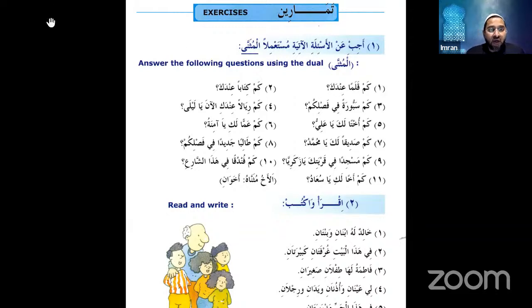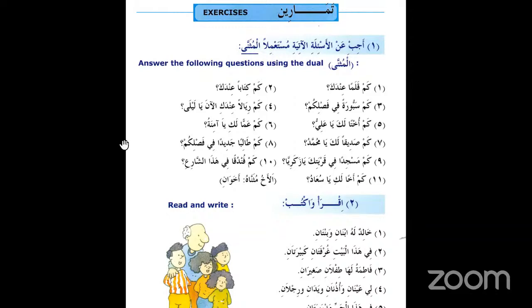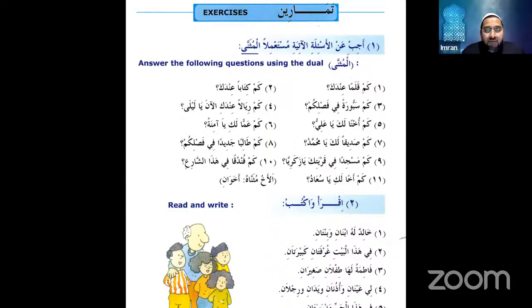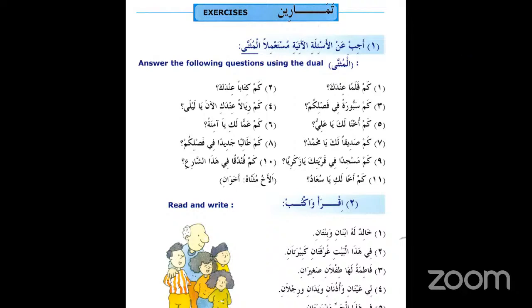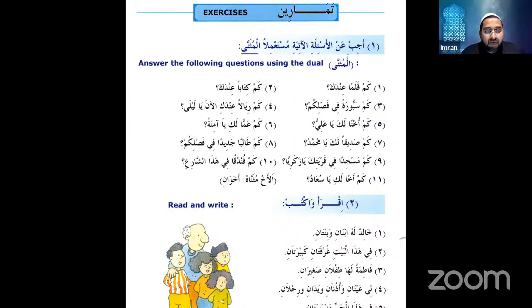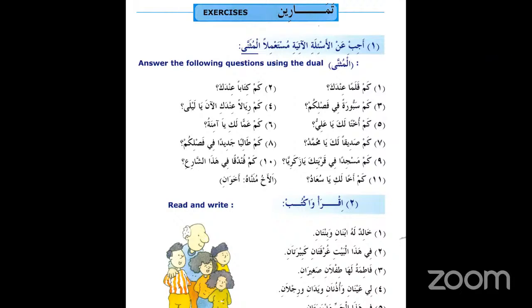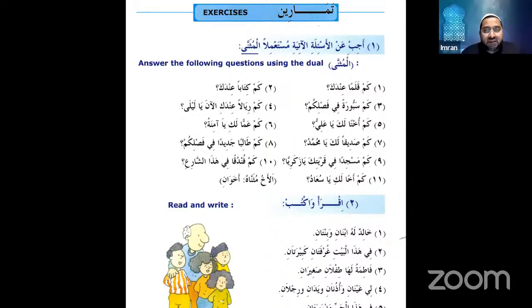So the question says, answer the following questions using the dual. So when Sister Munira answers, she will say, I have 2 pens. Go ahead, Sister Parveen Razai. Kam qalaman indak. How many pens do you have? Sister Munira? Indi qalamani. Correct. Next one. I have 2 pens. Ahsanti. Sister Parveen Razai, go ahead.